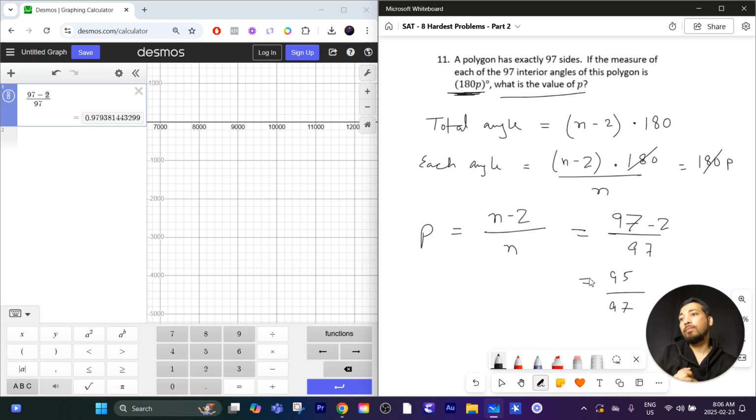Now, if you don't understand that you need to divide the total angle by n, you might lose track of it. So keep this concept in mind, that whenever you're trying to find each angle of a regular polygon, you need to divide by n, the number of sides. Perfect. Now let's move on to the next problem.